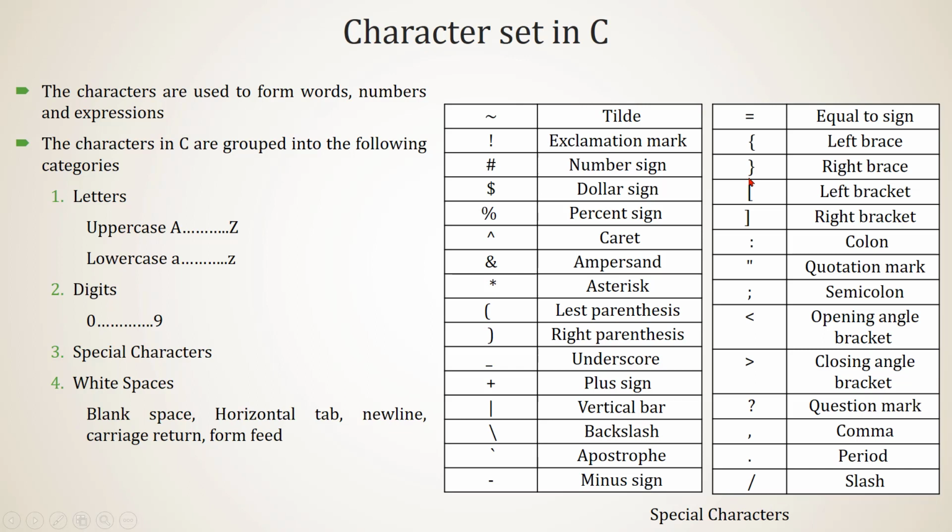And right brace, left bracket. It is actually also known as square bracket. Left square bracket and right square bracket. Colon, quotation mark or double quotes, semicolon. This less than symbol can also be called an opening angle bracket. So it can be considered a bracket also in C language. It is called opening angle bracket. Similarly, closing angle bracket, question mark, comma, period. Dot is nothing but a period in C, and a slash.